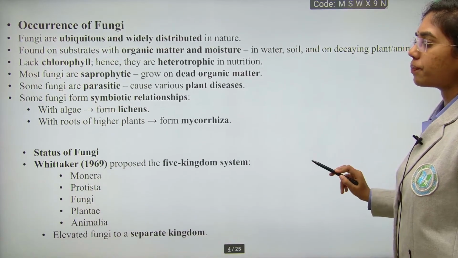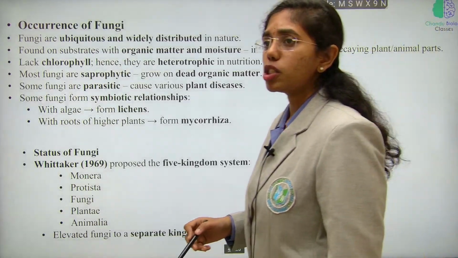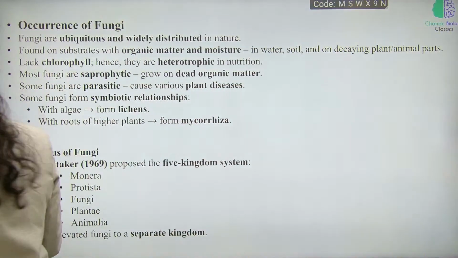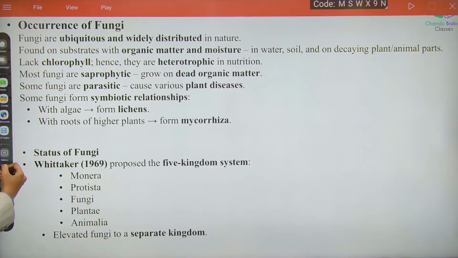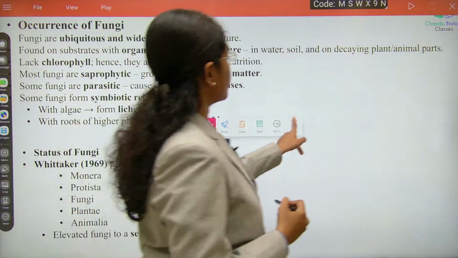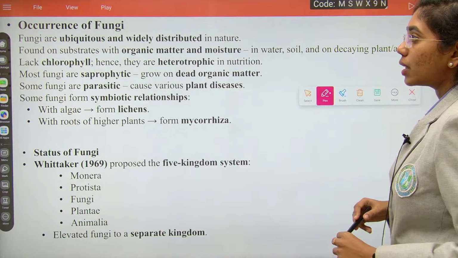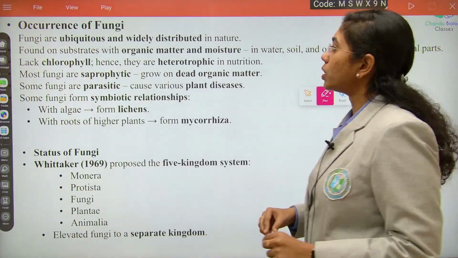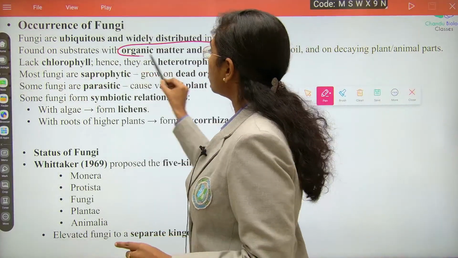Occurrence of fungi. Fungi is ubiquitous, it is present everywhere, ubiquitous in its distribution. It is widely distributed. They are found on substrates with organic matter and moisture.